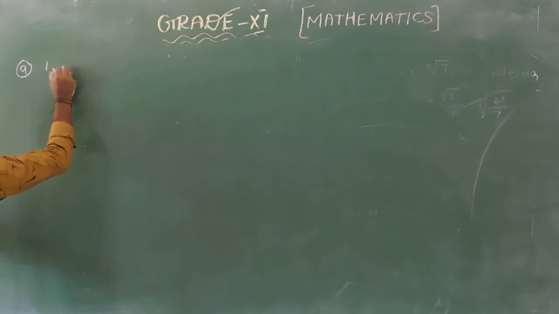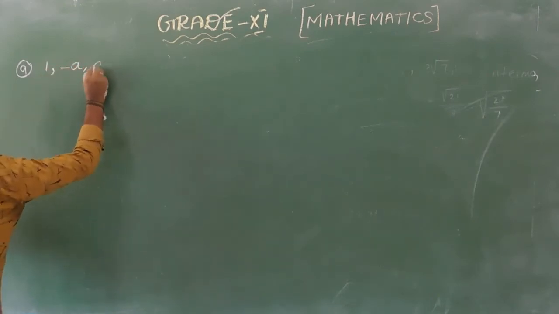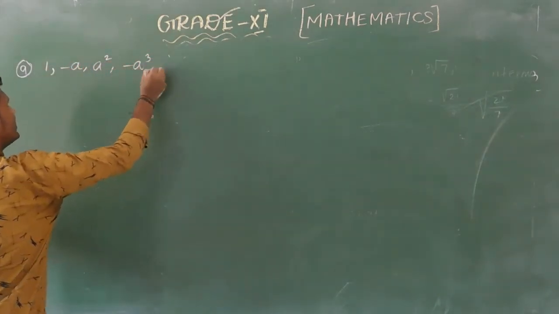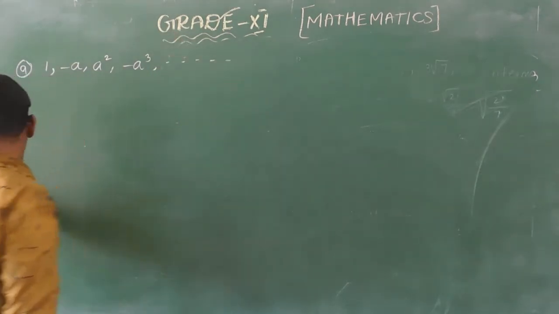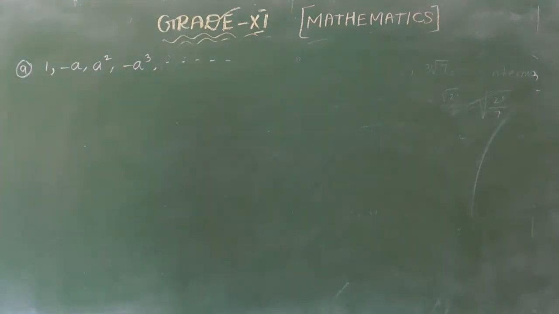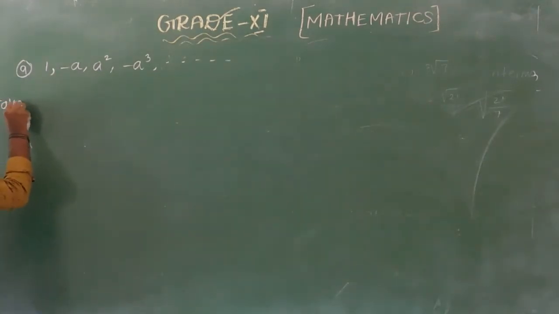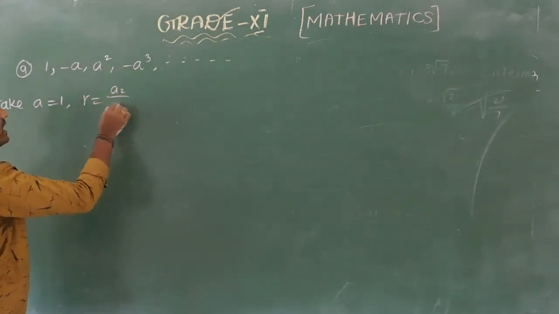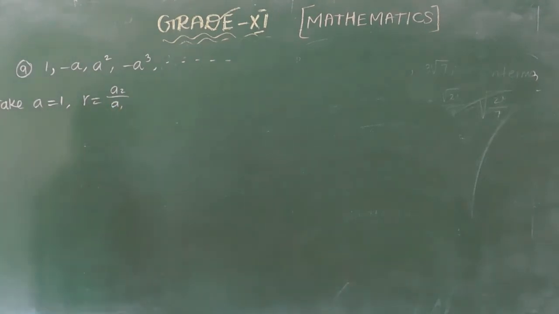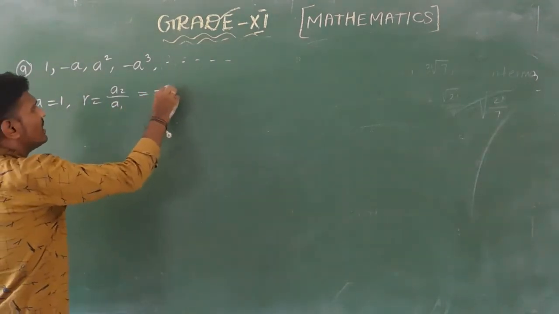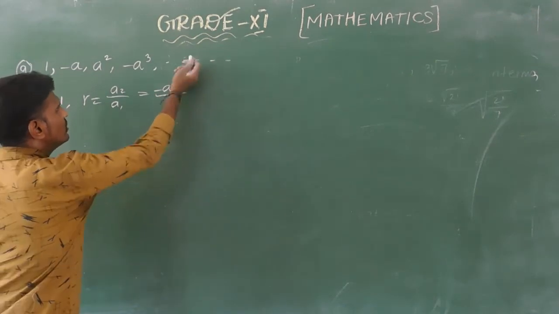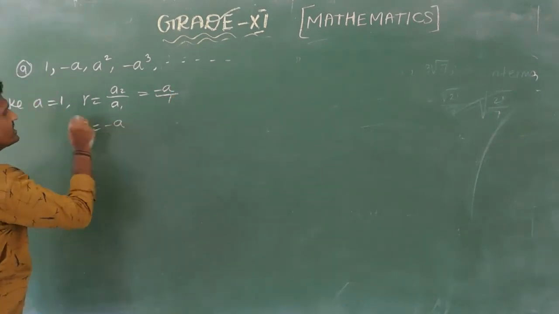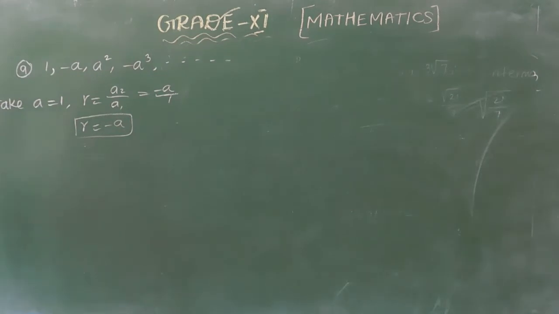1, minus a, a square, minus a cube and so on. So we need to find the value of the Sn. Okay. So now take a equal to 1 and the common ratio r is equal to a2 by a1. So a2 is minus a by 1. You should get what is that? r also is minus a.